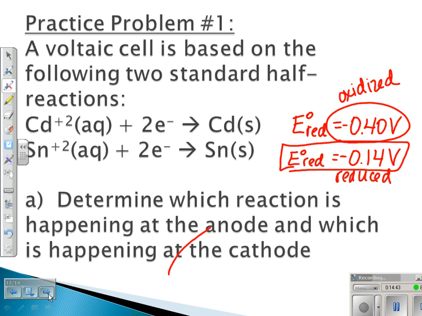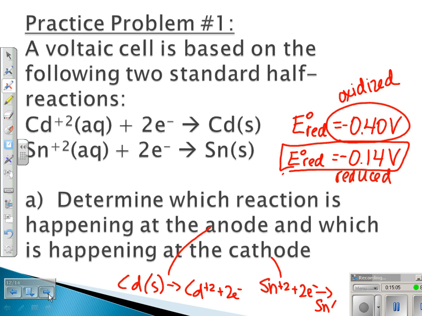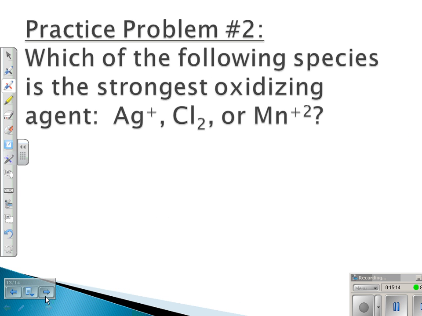And OX was our little mnemonic device. So let's flip this reaction so we can say that cadmium is becoming Cd plus 2 electrons. I flipped it because remember it's losing electrons, so it'd have to be shown that way. And then at the cathode would be the one that's being reduced. That would be our Sn plus 2. So Sn plus 2 gaining electrons to make Sn solid. So look up your values. Whichever one has a more positive value is the one being reduced.